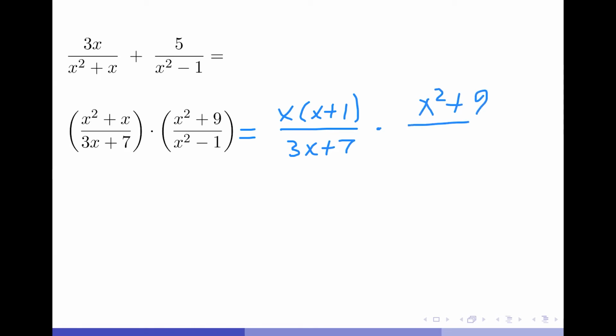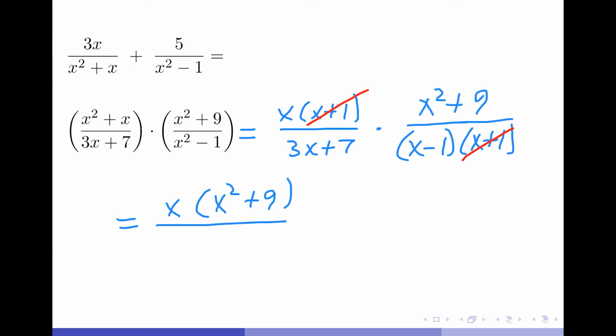The thing that we can do that's better is to realize that right off the bat, we have x times x plus 1 over 3x plus 7 times x squared plus 9 over x minus 1 times x plus 1. And what can we do? Well, you could multiply the numerators and multiply the denominators, but I hope you'd see that when you do that, you're going to get this factor of x plus 1 in both the numerator and the denominator. So before I actually bother, I'm going to cancel those two things. And then what are we left with? We're left with x times x squared plus 9 divided by 3x plus 7 times x minus 1.